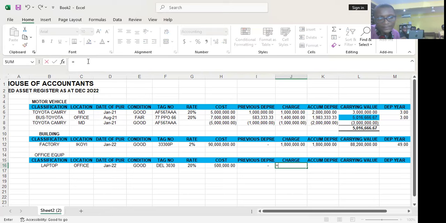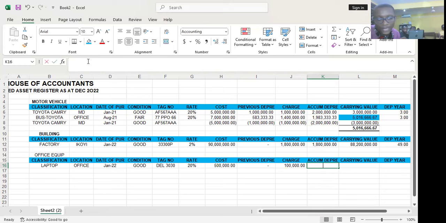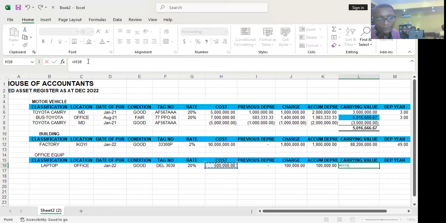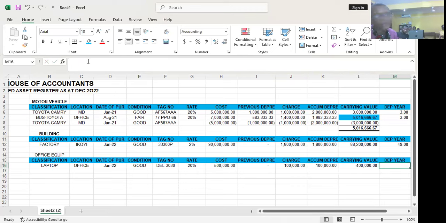Then here, the charge for the year will now be this figure multiplied by what? Multiplied by 20. We have this figure. Then accrued depreciation will be this plus this. Then carrying amount will now be 500 minus what? Minus accrued. It means we will have 400 to go. How many years do we have? We have 4 more years to go. That is that.